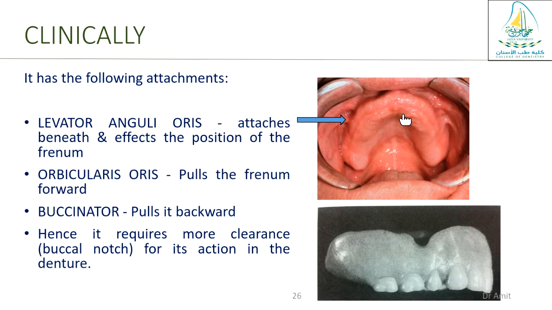Same like the labial notch we have provided, we need to provide a buccal notch in the denture. So this is a denture, what you are seeing. We need to provide a buccal notch here, which should be broad, because on the anterior side the orbicularis oris muscle will be pulling this frenum, and posteriorly the buccinator muscle will be pulling this area. So we need to provide a bigger notch area in our denture. That is the significance of this buccal frenum.